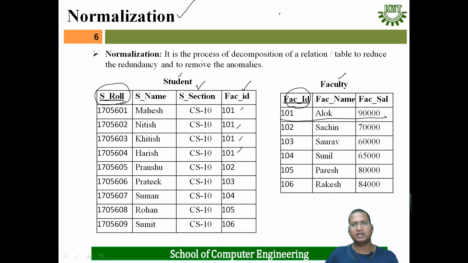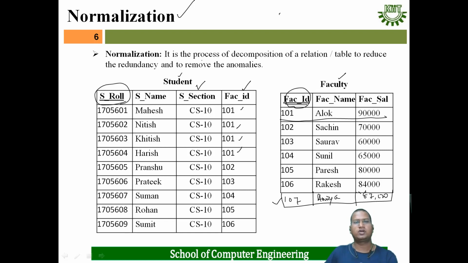Now we'll see whether anomalies are present or not. First, suppose a new faculty with faculty ID 107 joins the university. Can we insert his record before assigning a student to that faculty? Suppose 107 is the faculty ID, name is Omeo, and salary is 87,000. Yes, we can put it without assigning any student to that faculty, because faculty ID is the primary key and the primary key does not contain null values here. Some information is there, that means we can insert. That means insertion anomaly is not present here.